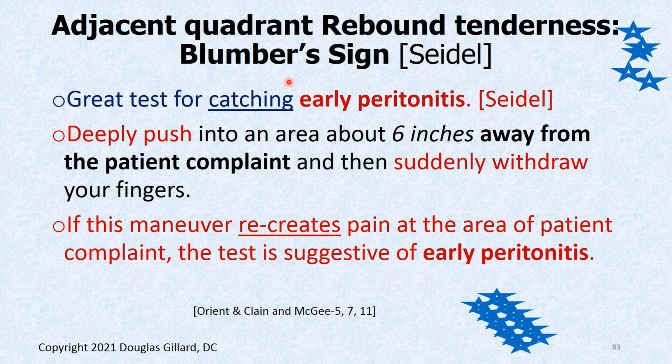Yes, there's Rovsing's sign as well. We'll talk about that in lab. I think we'll talk about that later. It's an adjacent quadrant rebound test, but that's specifically for appendicitis. Blumberg's sign you can do anywhere.